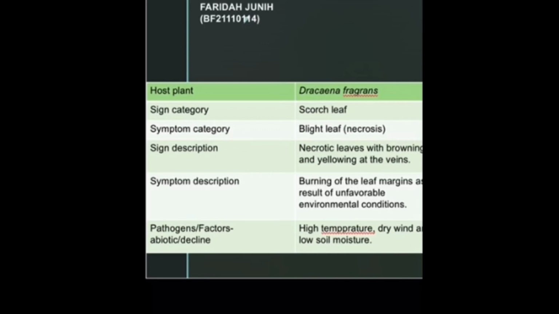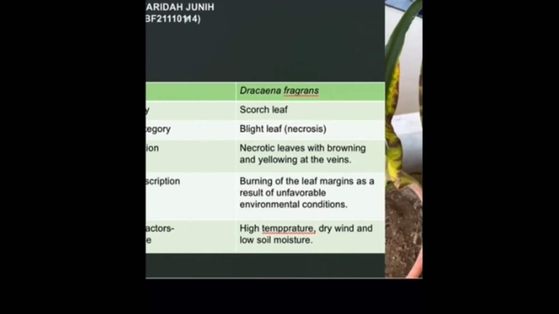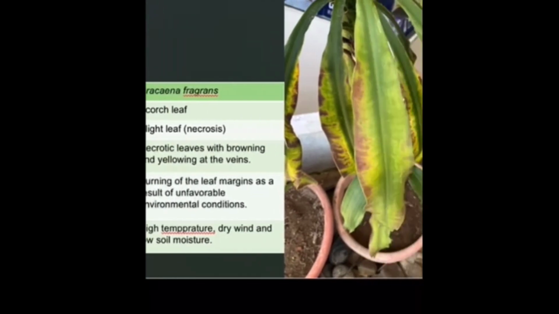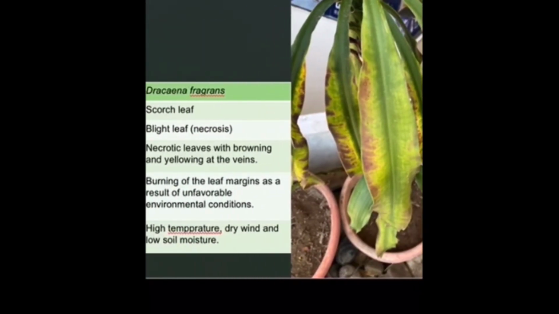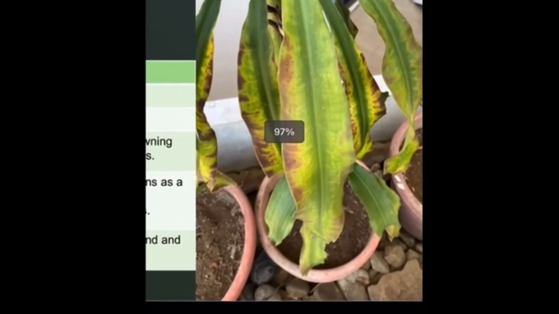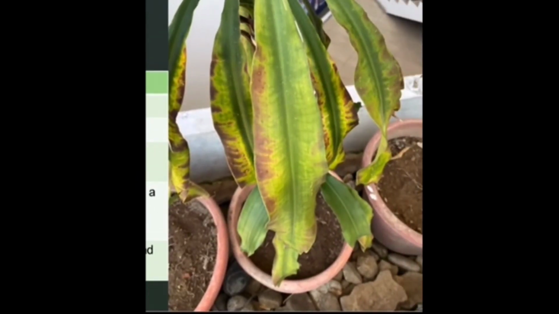And the factors and pathogens that cause this plant disease are high temperature, dry wind, and low soil moisture. So this is picture number 3 that shows the Dracaena fragrans with burning over the edge of the margin of the leaf.